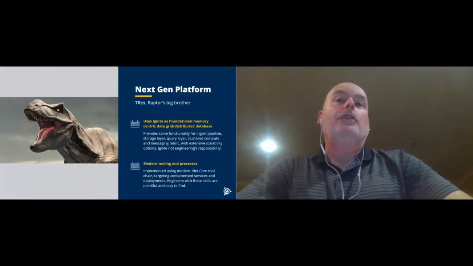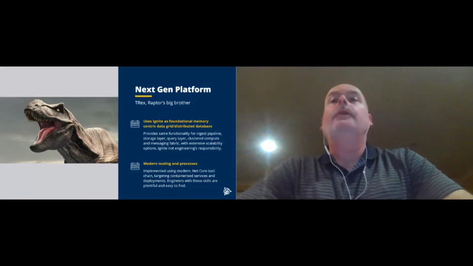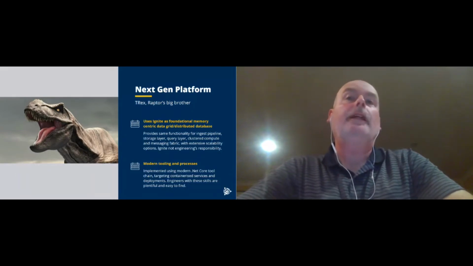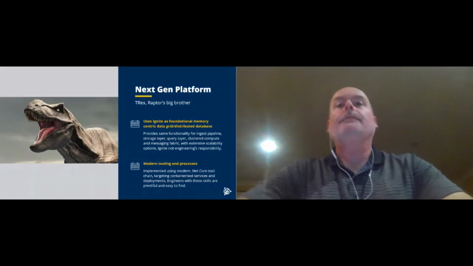The next-gen platform was also implemented using some modern processes: .NET Core, containerization, Kubernetes deployments, and engineers with these skills are really easy to find.